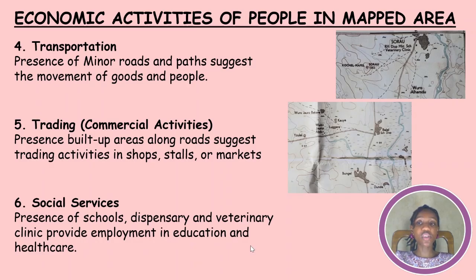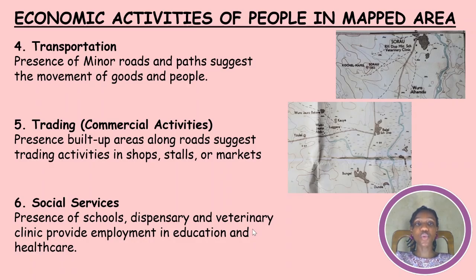Social services. The presence of schools, a dispensary, and a veterinary clinic, as we saw around the rural settlements, will provide employment opportunities for people in the education and healthcare sectors of these districts. People could be employed as teaching or non-teaching staff, and don't forget the people who run the dispensary and even the veterinary clinic. And just like that, we have six economic activities from the map.